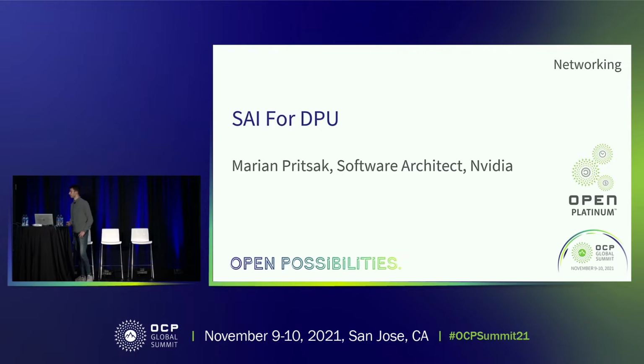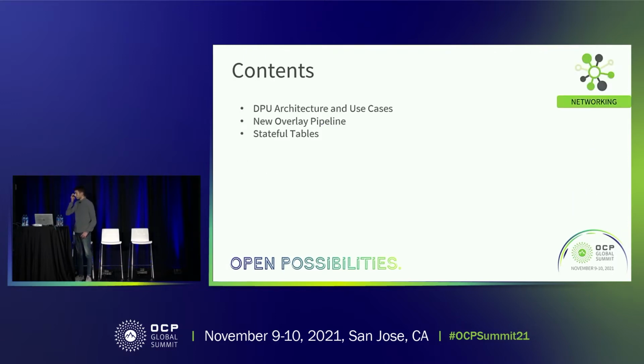And today I want to cover a few topics with regard to SAI and running SAI on DPU. So we are going to touch upon three subjects. First, we will take a look at the general architecture of the DPU and the use cases that it covers. So basically, seeing where it can fit and what it solves in the network.